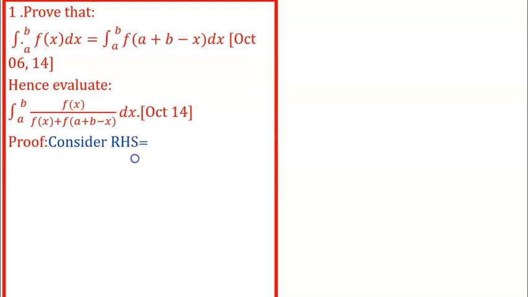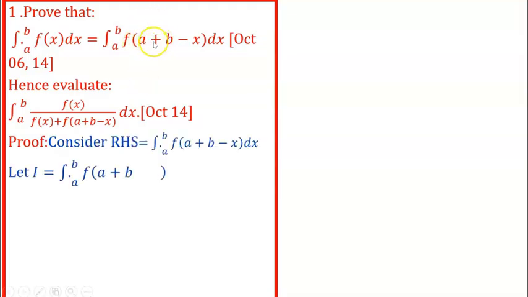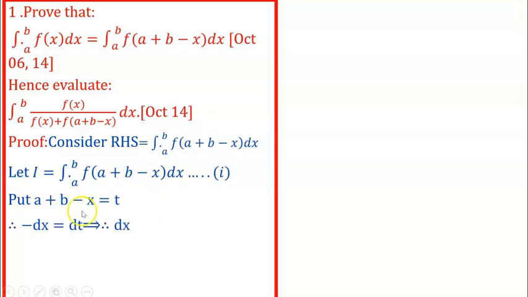Okay, now consider the first. We take the RHS of this first. RHS is equal to the integral a to b f of a plus b minus x dx. Okay, I is equal to, now put here a plus b minus x is equal to t. Differentiate it. Derivative of minus x is minus dx. Derivative of t is dt, and it implies that dx is equal to minus dt.